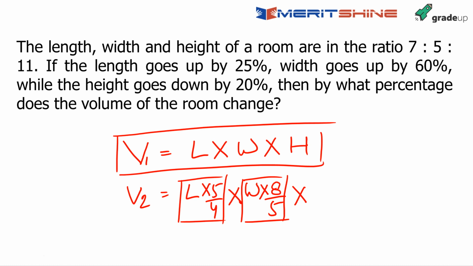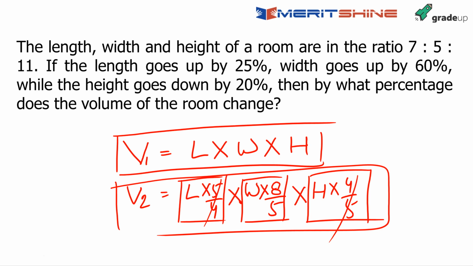And for height, what is it? Height goes down by 20%. So if again it's 20%, 20% is what? 1 by 5. 1 unit change, negative change, 1 unit goes down for every 5 units. So what is the new proportion now? 4 by 5. So this becomes H into 4 by 5. Fine. This 5 by 4, 4 by 5 gets cancelled. L, W, H same hai pehle se hi. So if you compare these two, the only difference would be this factor of 8 by 5 here and nothing else. L, W, H remains the same.